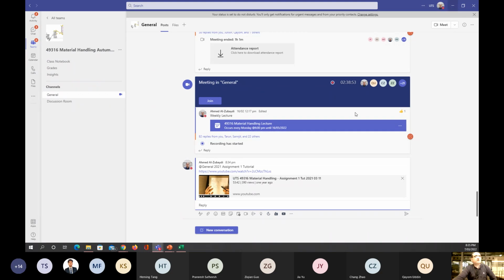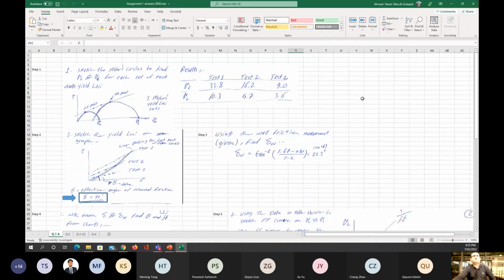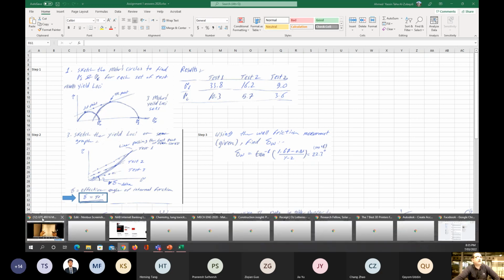So as I told you, again, I'm using the Excel sheet I use for the marking to show you the steps of the solution graphically. So step number one is first sketch the Morse circles to find the sigma 1 and the sigma c for each set of the test. That means you need to make 3 more circles, 1 for each set of data, day 1, day 2, and day 3. So from there, that's what we need to do. Actually, I'm going to show you that once again on the Canvas.